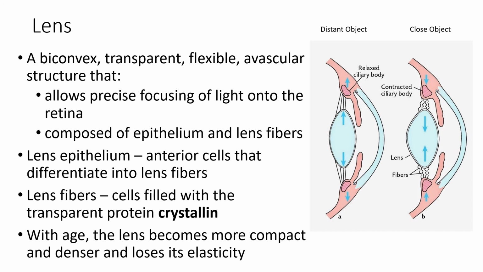It's composed of epithelium and also specialized lens fibers. Again, we'll talk about that a bit more next class. The lens fibers are filled with a transparent protein called crystallin, and this forms crystal-like structures within the lens. As we age, the lens becomes less flexible, less elastic, and we unfortunately become less able to change the shape of the lens. And that's why it's very, very common for people to require glasses, especially for reading as they age.